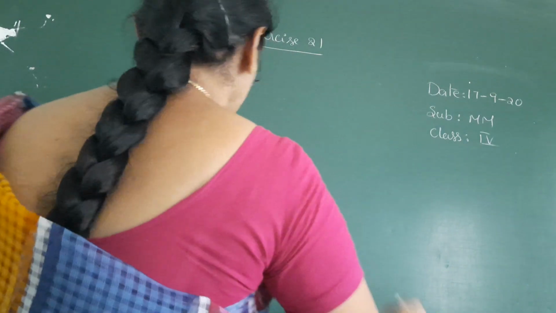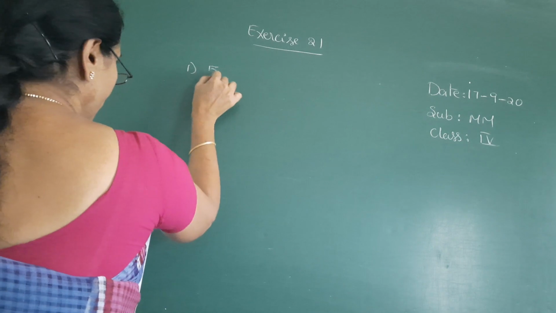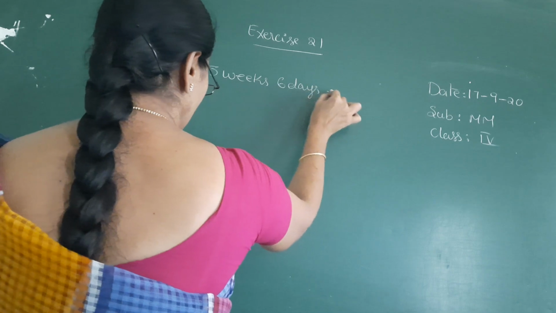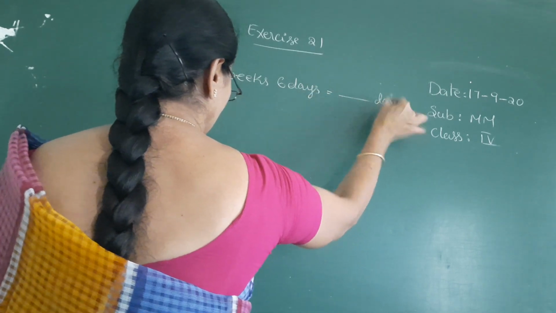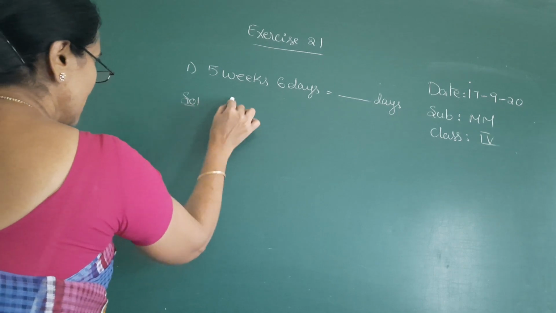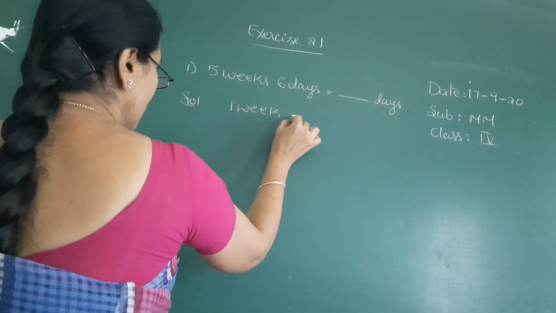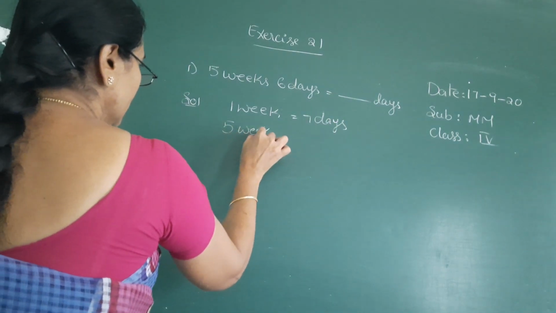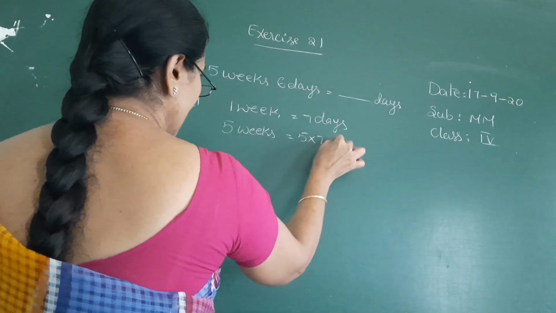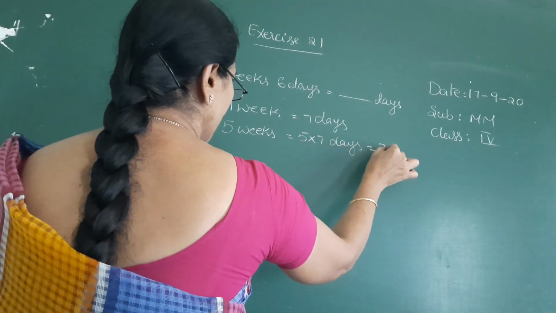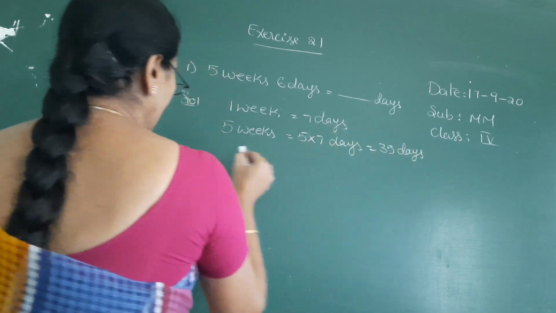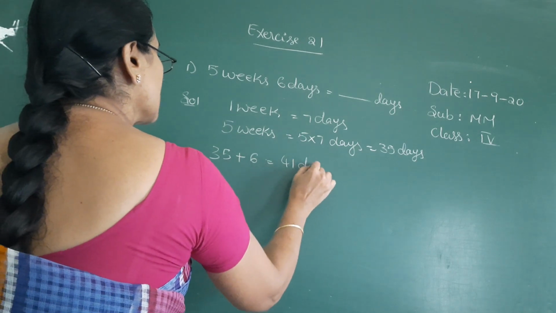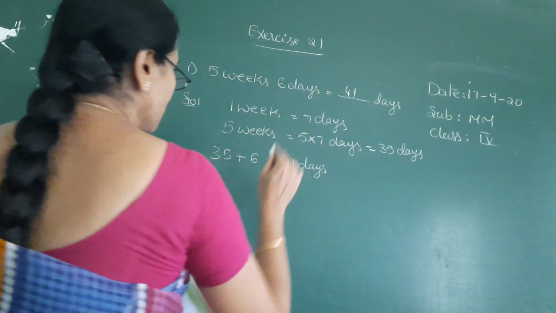Today I am going to explain exercise 21. 5 weeks, 6 days is equal to dash days. They are asking, see, already you know 1 week is equal to 7 days. 5 weeks is equal to 5 into 7 days, that is equal to 35 days. 35 plus remaining how many days they given? 6 days. That is 41 days. The answer is 41.